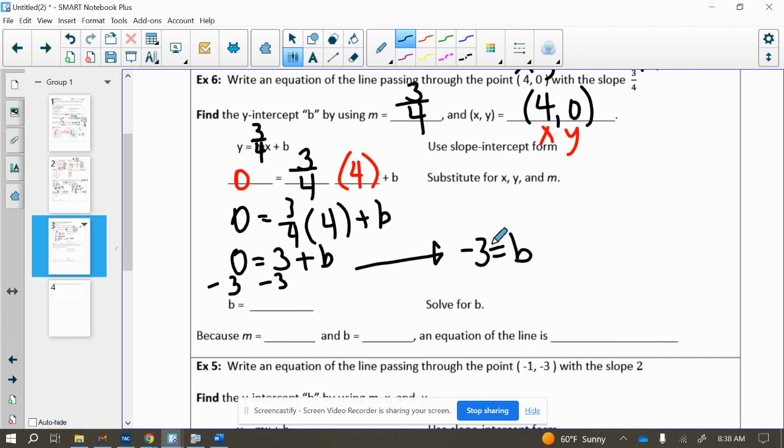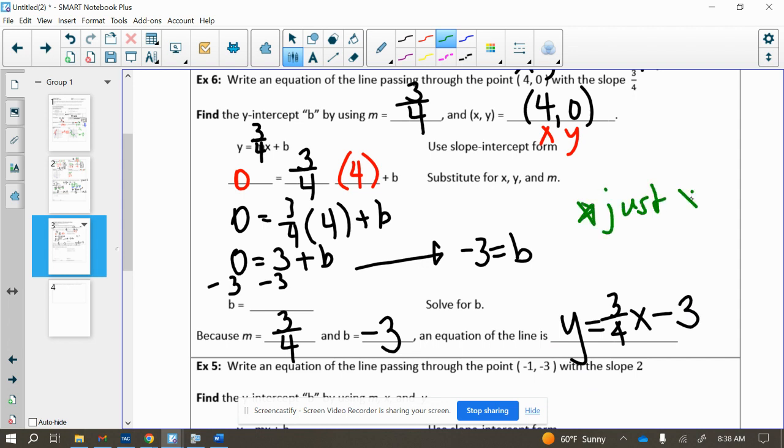So because we have the slope is 3/4, because we have the b value is -3, we can now plug into our equation of a line y equals mx plus b, which is -3. So we can just write -3. Again, you will leave the m and the b plugged in. Just have x comma y in your final answer. You don't have to plug in the specific point.